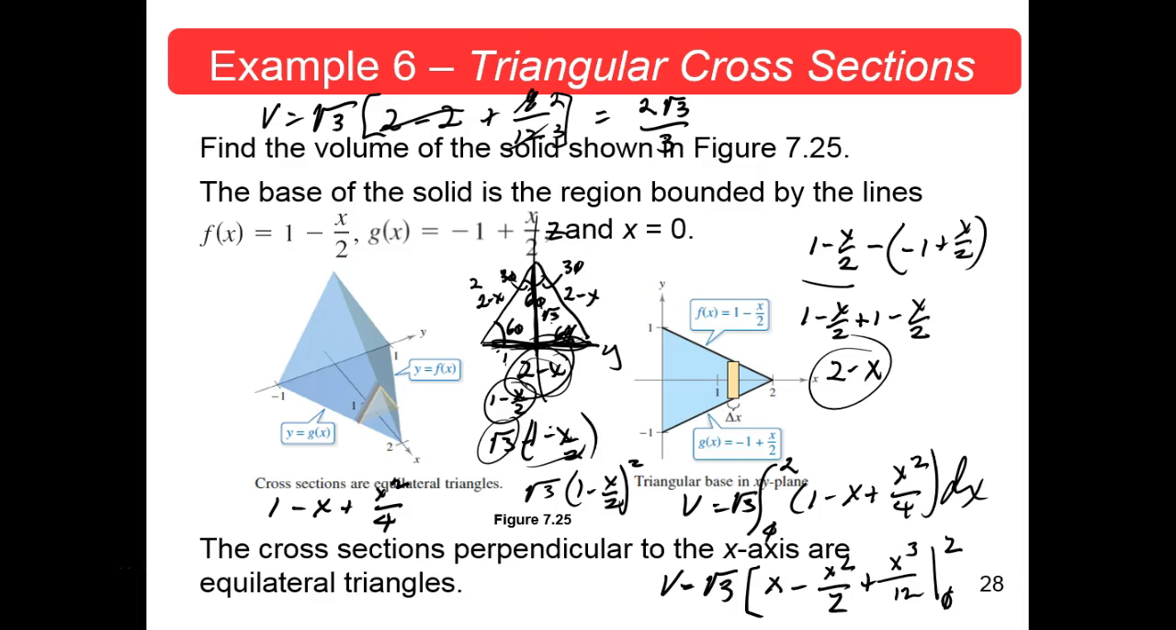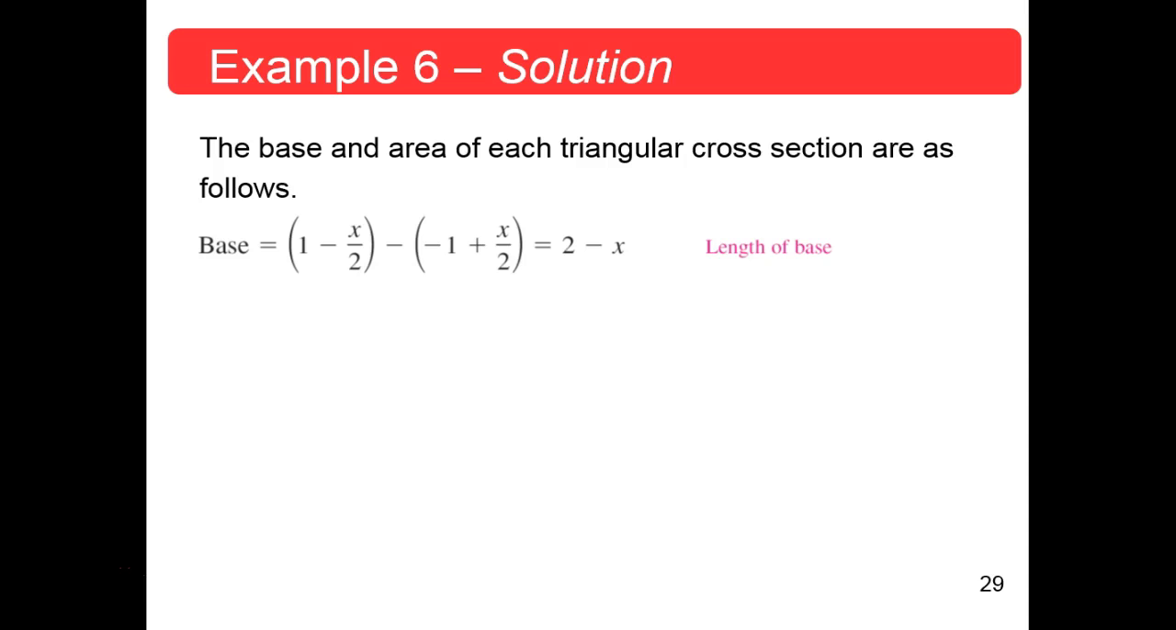Got it? Everybody? Let's see how they approach it. The base and area of each triangular cross-section are as follows. The base is, okay, all they did here was subtract one from the other just like we did. The length of the base was 2 minus x, right? That's what we got, right? The left side minus the right side, whatever, okay? 1 minus x over 2 minus 1 plus x over 2, which basically is 2 minus x. Okay.